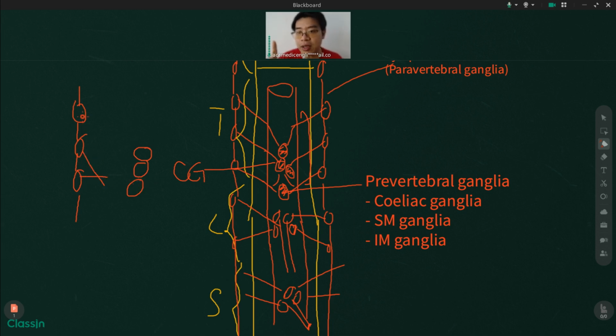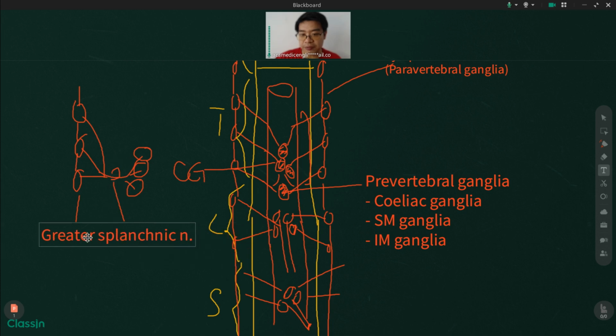So there will be branches from these paravertebral ganglia, and they will make one trunk, and that one trunk is going to go to the celiac ganglia. And that one trunk that goes to the celiac ganglia, we call it the greater splanchnic nerve. Greater splanchnic nerve.